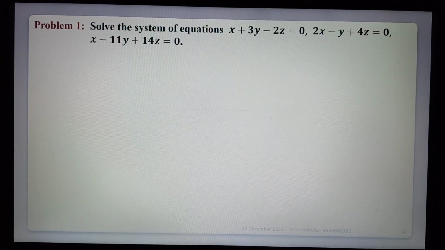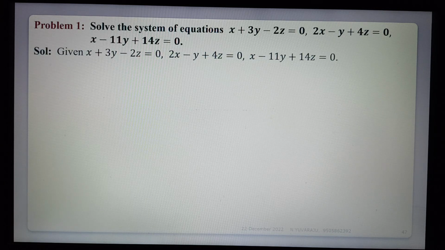See the first example problem. Solve the system of equations x plus 3y minus 2z is equal to 0, 2x minus y plus 4z is equal to 0, x minus 11y plus 14z is equal to 0. This is the given system of homogeneous equations. The matrix form is AX is equal to 0. Write the matrix form: coefficient matrix, unknown matrix and 0 matrix.